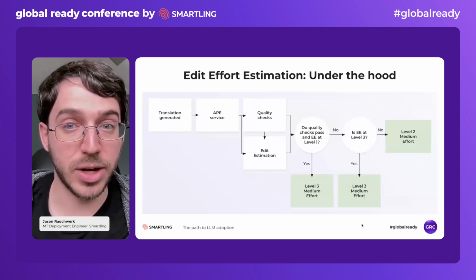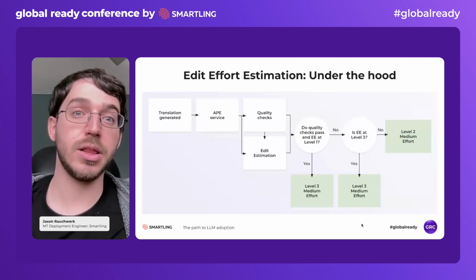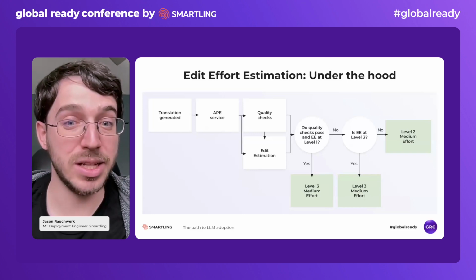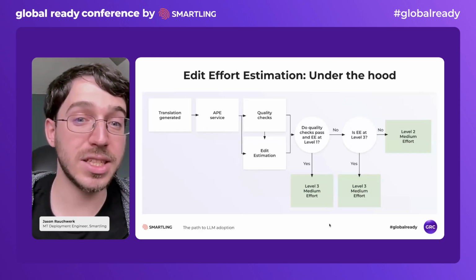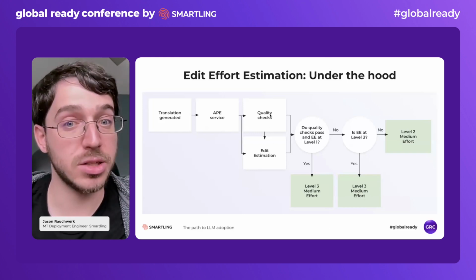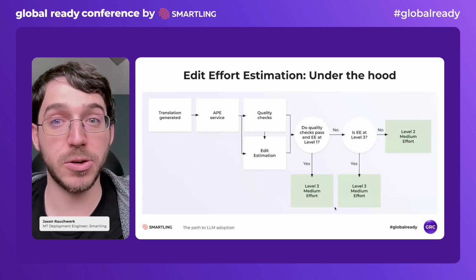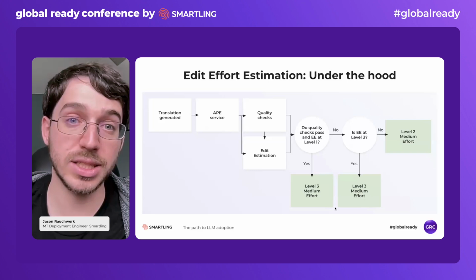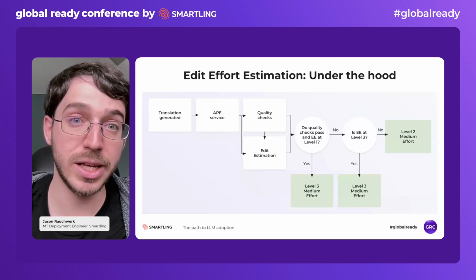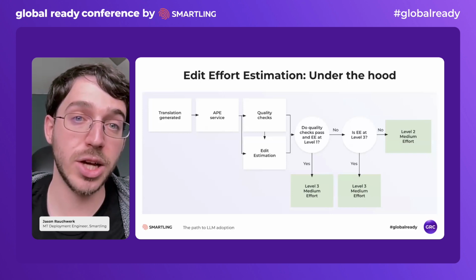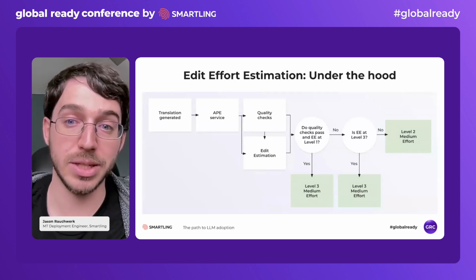Another example is for edit effort estimation. This model is very, very good, but sometimes mistakes can be made. So we use both edit estimation and our own custom quality checks to ensure that we can skip the correct strings. We don't want to skip strings that need editing. This is very important to us. So we make sure we always have a double check to make sure that that never happens.